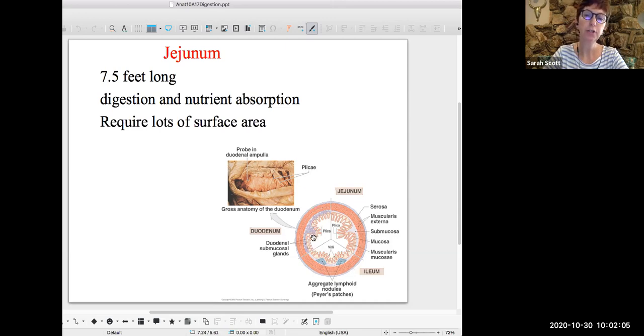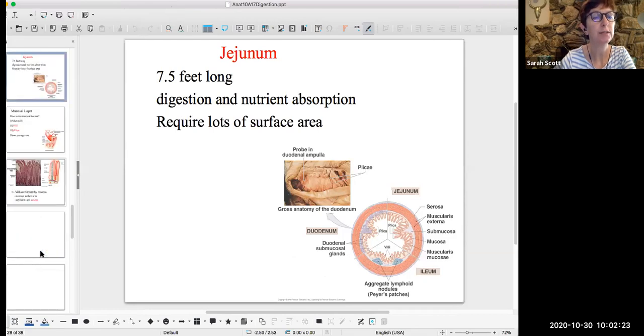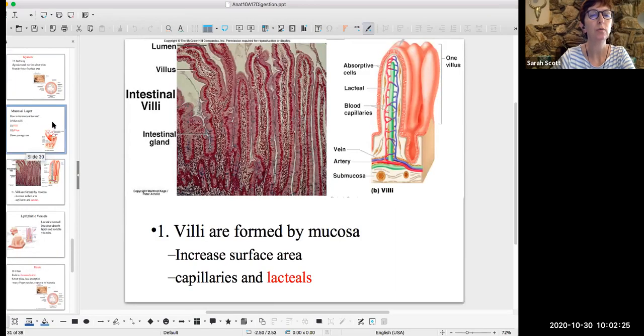And there's some structures that you find. We've got these plica, which are folds. We have villi, and we have microvilli. So usually I draw this out for you. It's a little easier that way, but let me see if I've got another image. Let's go to this one.